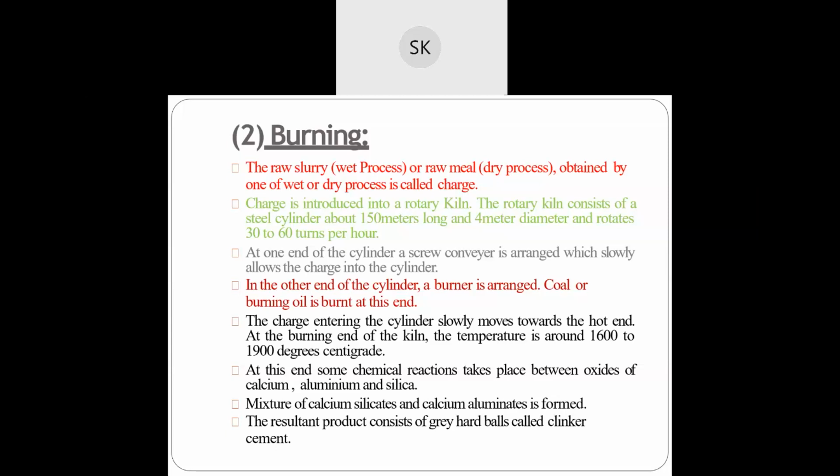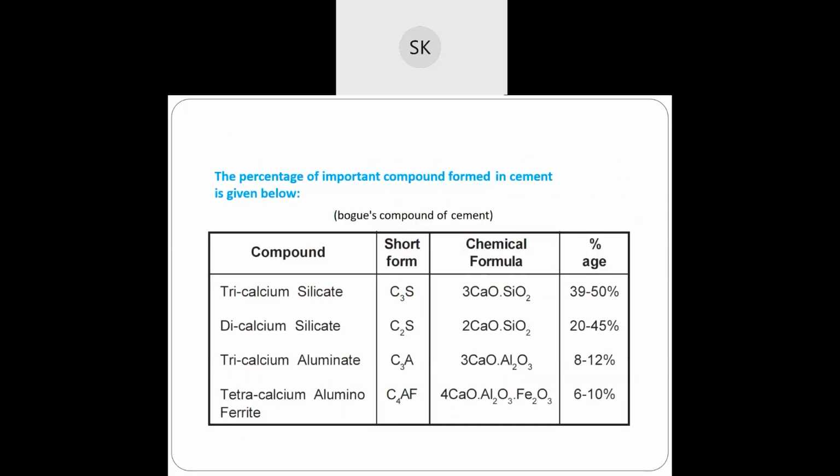At the burning end of the kiln, the temperature is around 1600 to 1900 degrees centigrade. At this end, some chemical reactions take place between oxides of calcium, aluminium and silica. A mixture of calcium silicates and calcium aluminates is formed. The resultant product consists of grey hard balls called clinker. So after burning, you get cement clinker. The percentage of important compounds formed in cement is given below. So these are the percentages, which are also known as Bogue's compounds of cement. These are formed in the clinker.